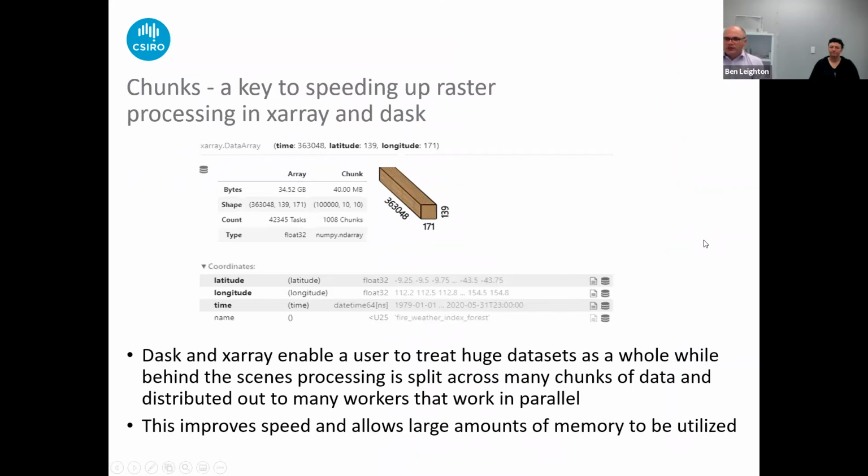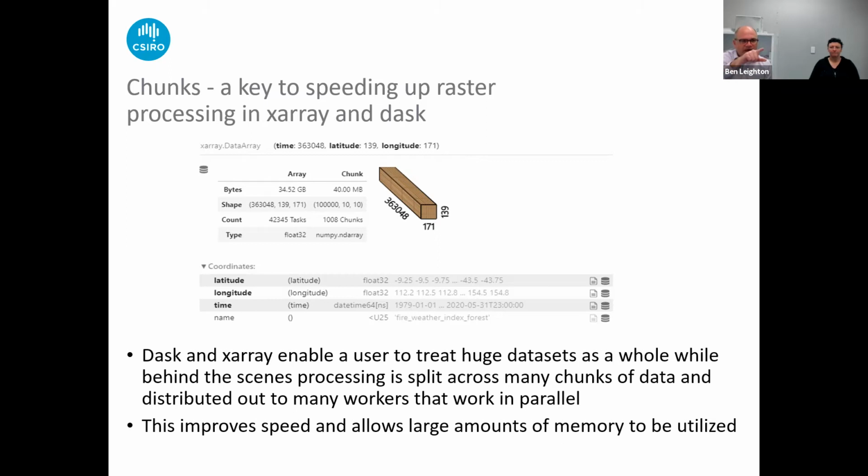So just a quick refresher, most people here are probably pretty familiar with chunking being a key to speeding up processing with Xarray and Dask. This is a different data set, also another fire data set, where we can see the visualization in Jupyter. You can see the three-dimensional data structure, where the small dimensions are space, and the long dimension is time.